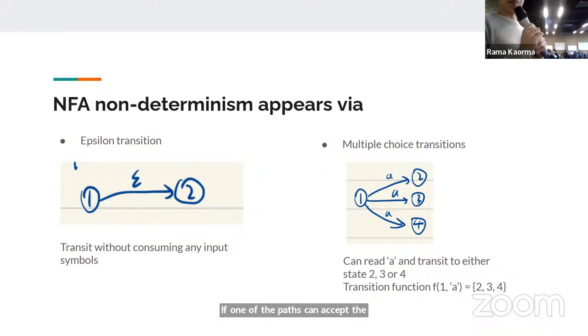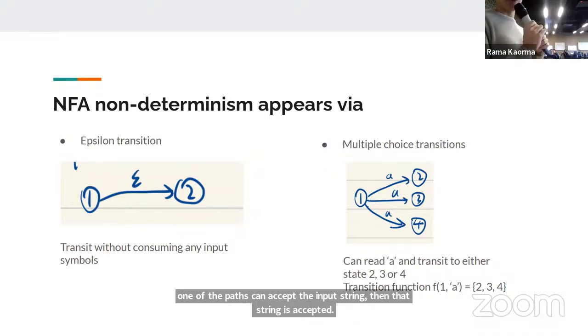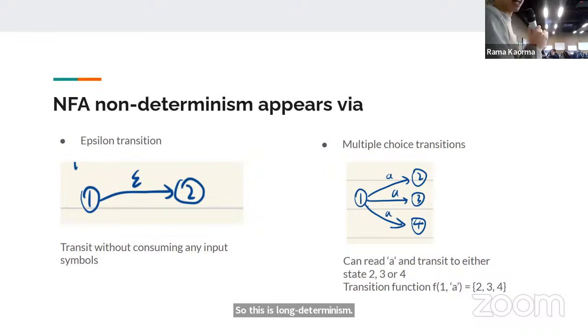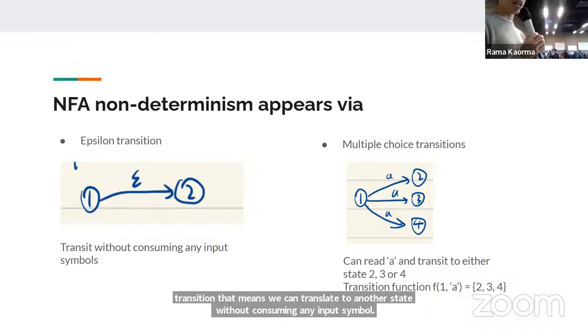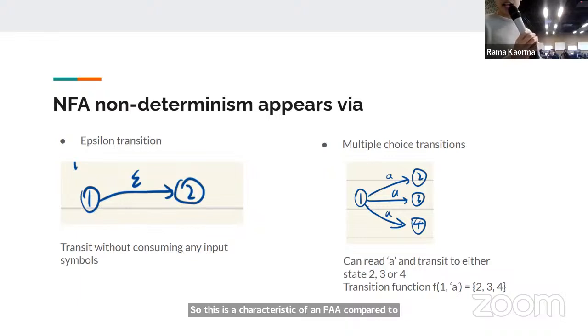And it also has epsilon transitions. That means we can transit to another state without consuming any input symbol. So this is a characteristic of NFA compared to DFA. And another one, just like what I said before, we can have multiple choices of transitions. In this example here, we start from state 1, and then we consume the input symbol A. If we consume the input symbol A, we can go to either state 2, state 3, or state 4.